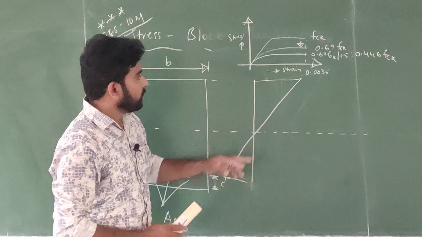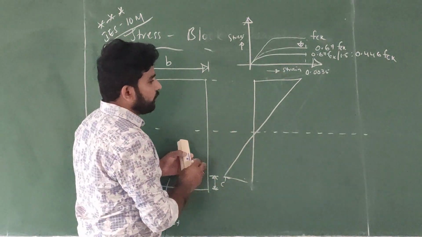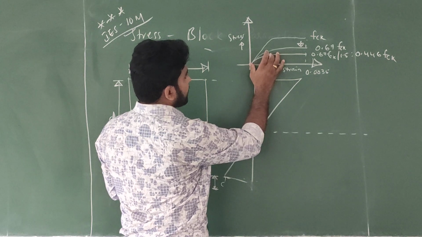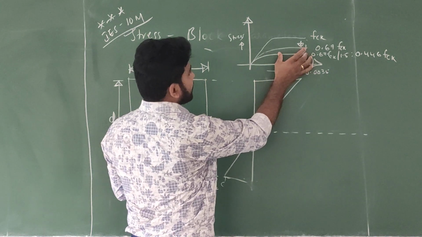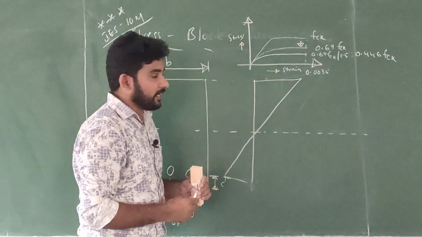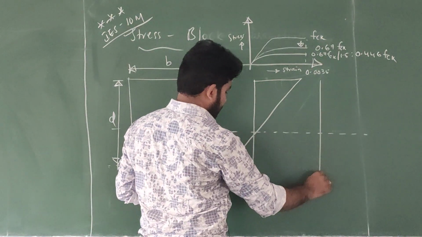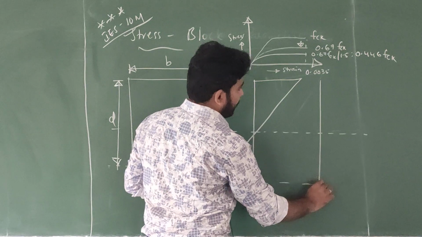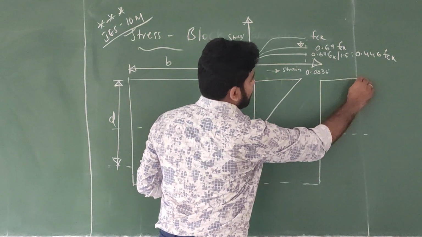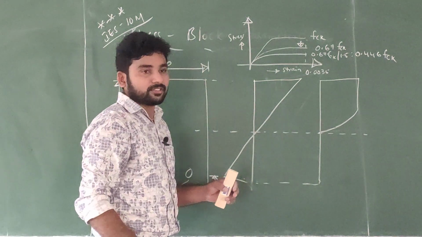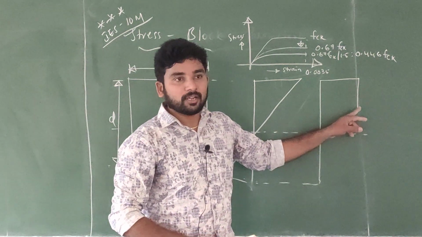So now tell me, using this curve, what happens up to this portion? It is a parabola. After this, it is a straight line. So the same thing I am applying here. This is up to here a parabola, afterwards it is a rectangle.